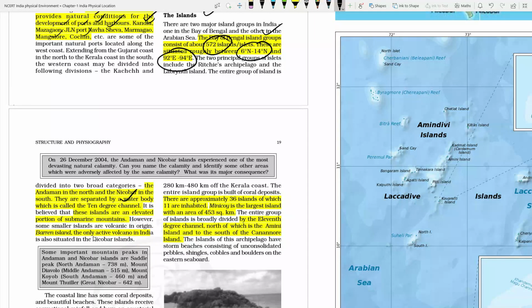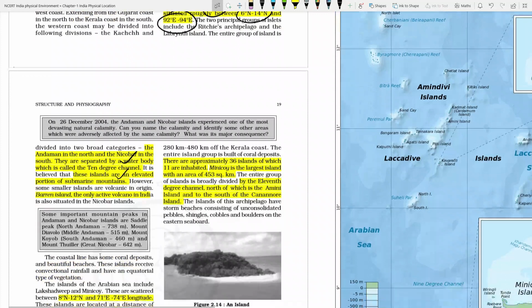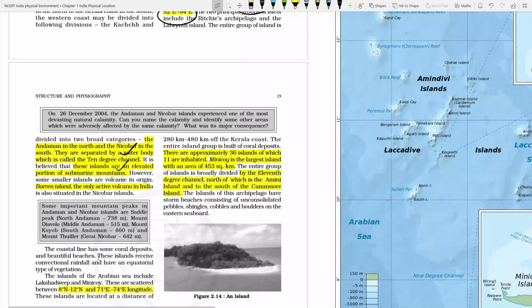These are the peaks of submarine mountains, which we can see in the form of islands. Also we have certain small peaks, like Saddle Peak, which is the highest place of Andaman and Nicobar.